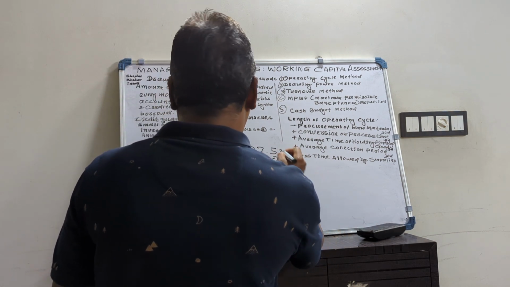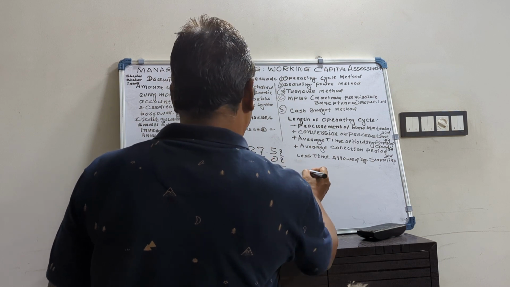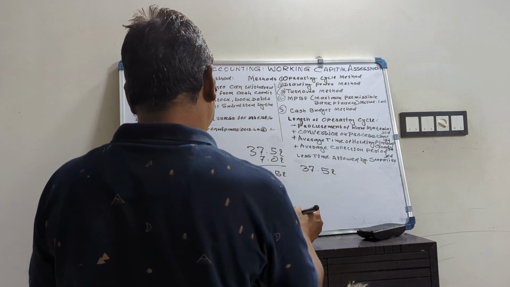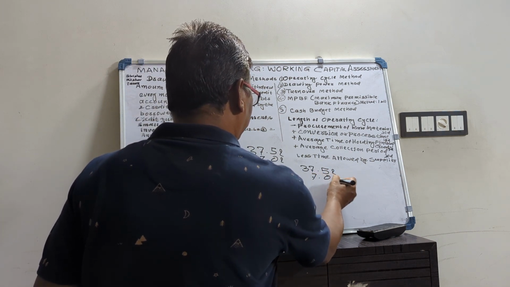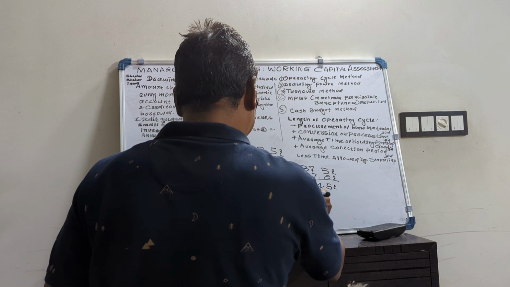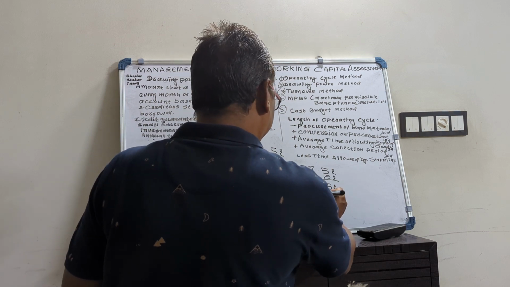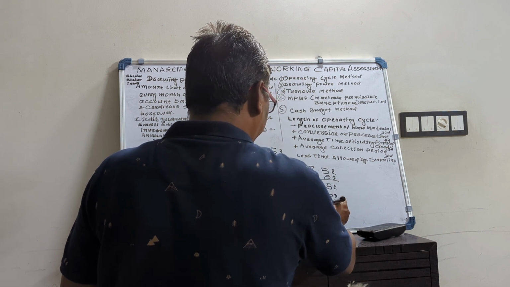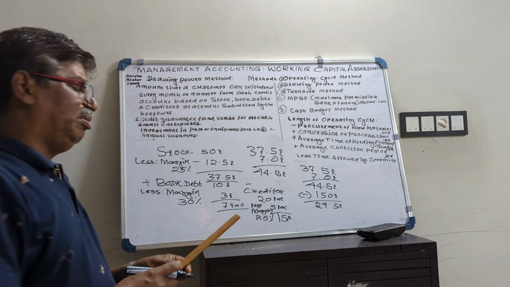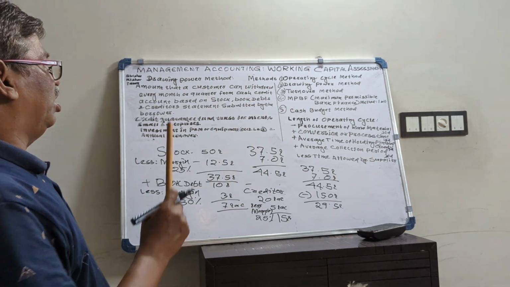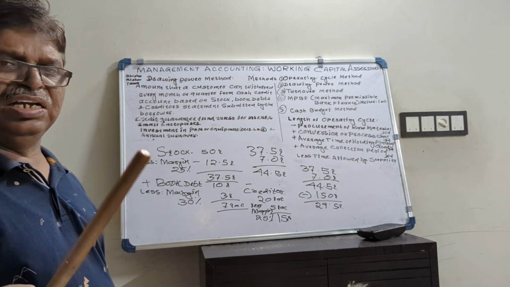So net stock after margin of 25% is 37.5 lakh. Then book debt after margin is 7 lakh. So the total is 44.5 lakh minus creditors, which is 15 lakhs. So the drawing limit is 29.5 lakh.